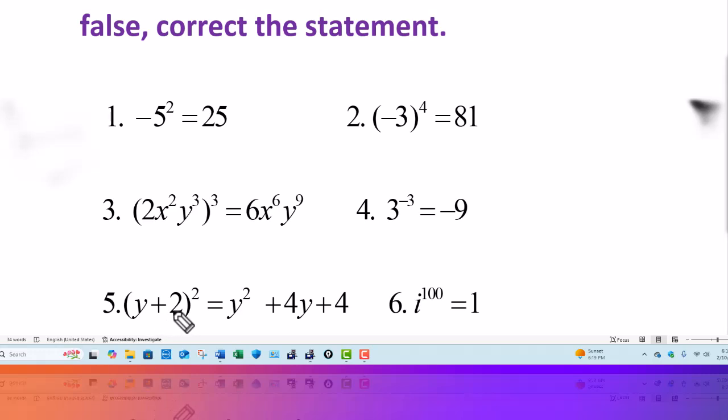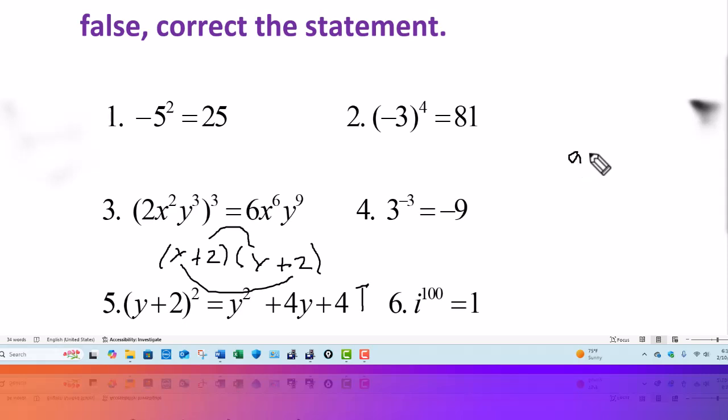Number 5, we have y plus 2 quantity squared. That means y plus 2 times y plus 2. So here you multiply the components: y times y is y squared, 2 times 2 is 4, and then the inner product is 2y, the outer product over here is 2y. 2y and 2y is 4y. So this one's true.